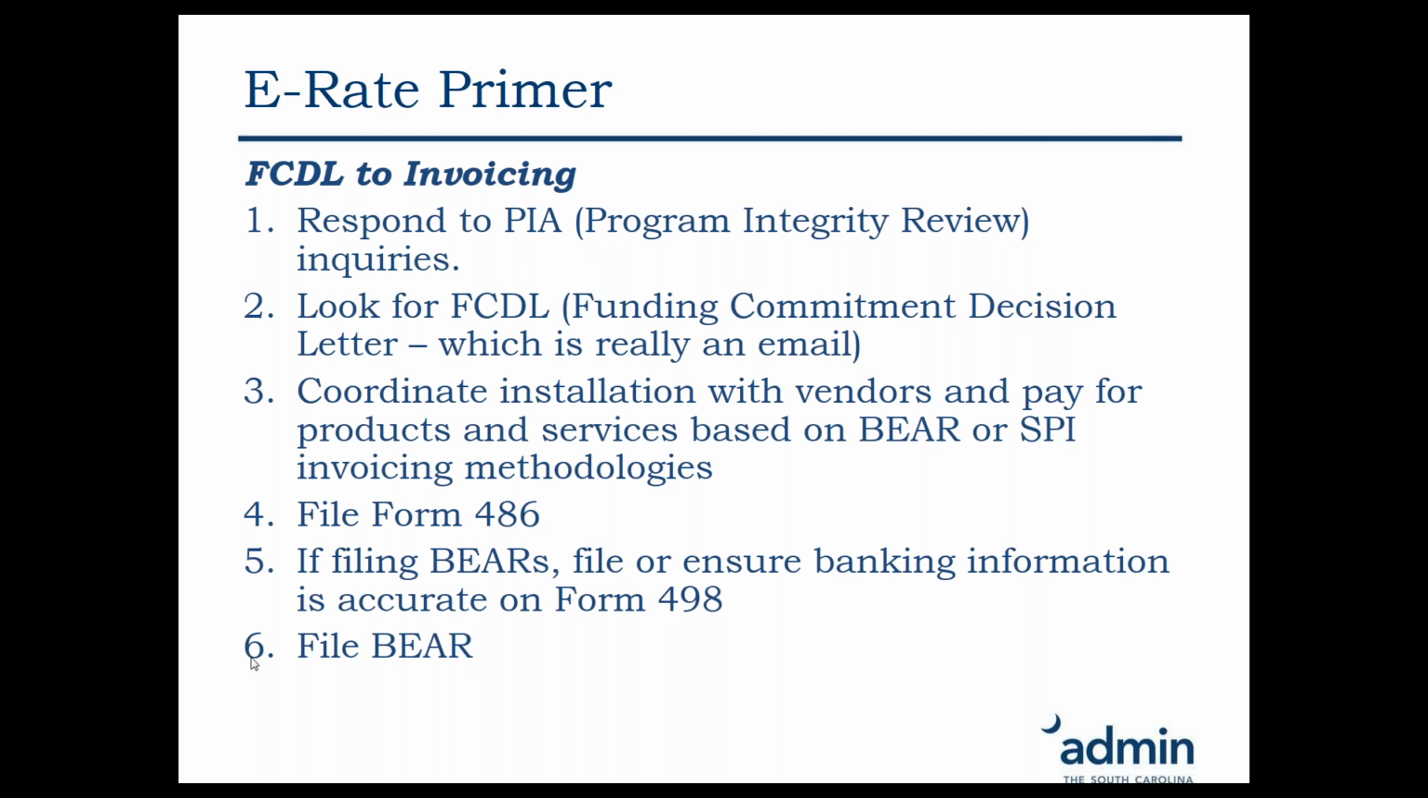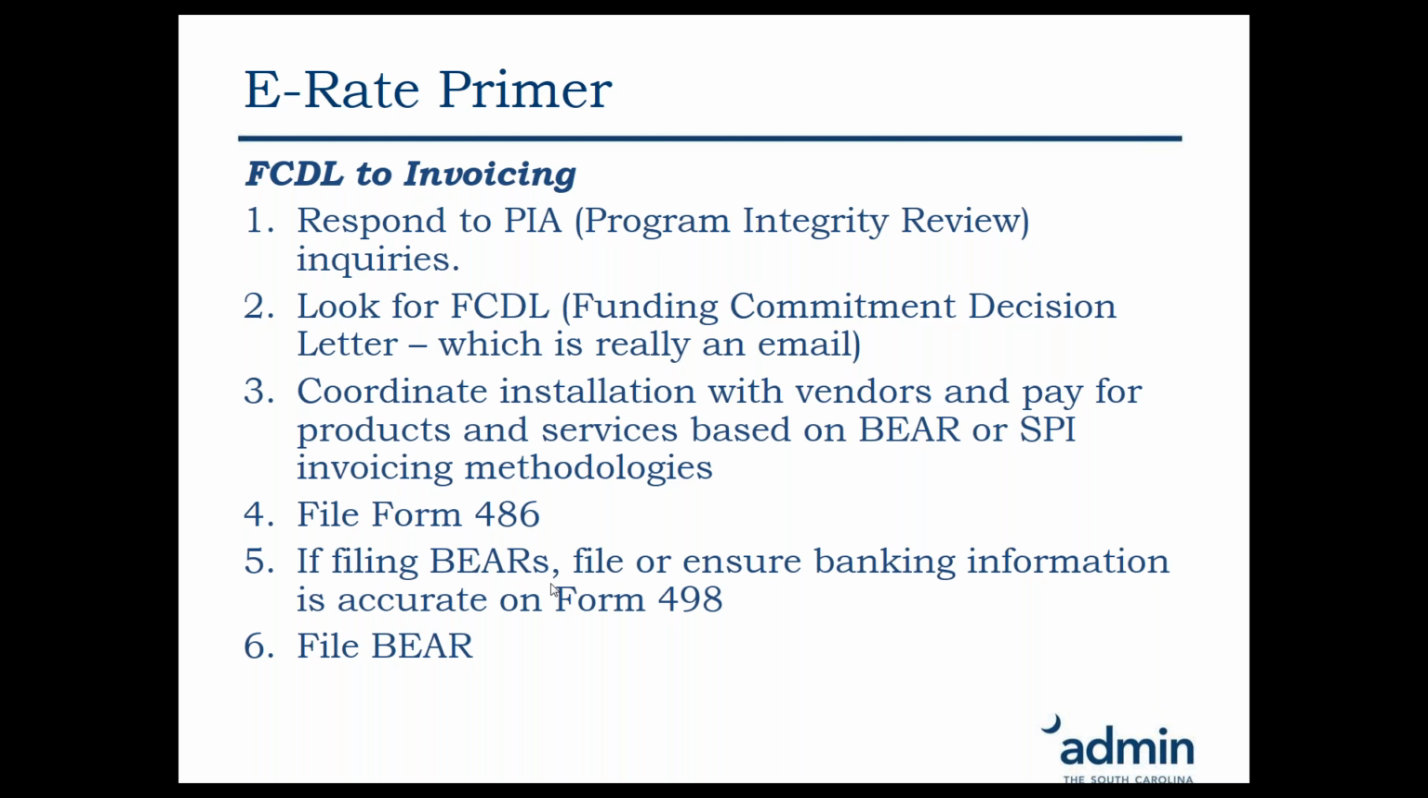And then the last two steps are filing BEARs and making sure that USAC has the correct banking information for your organization. So if you're filing a BEAR for the first time, if you're a new applicant, a new school, for example, or new library, you'll want to make sure you file that Form 498. That Form 498 is the form that you provide to USAC with all of your organization's financial information. Banking information, bank routing information. They'll also want you to upload a voided check.